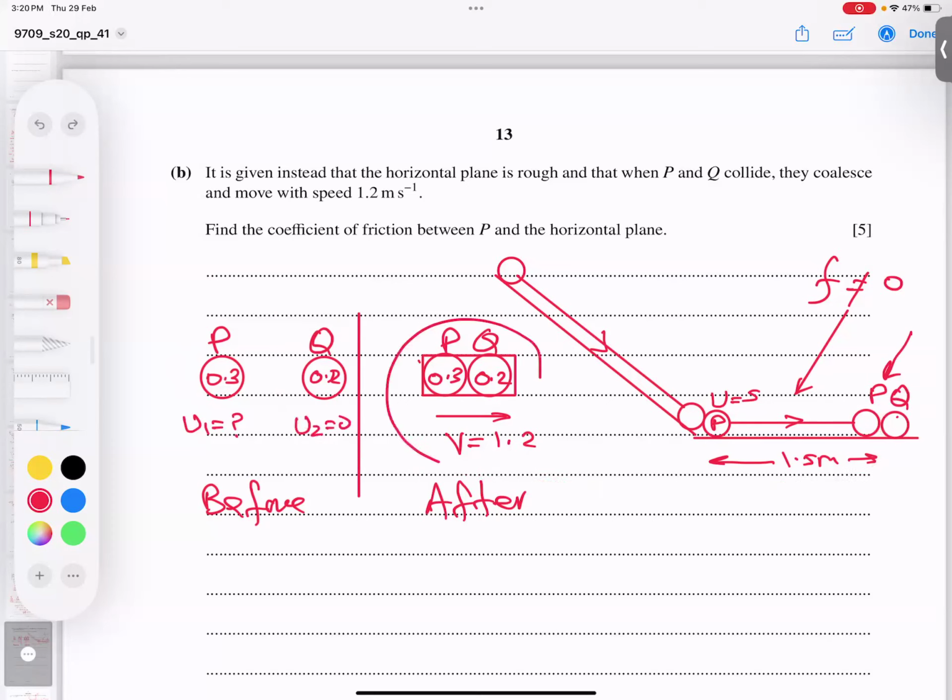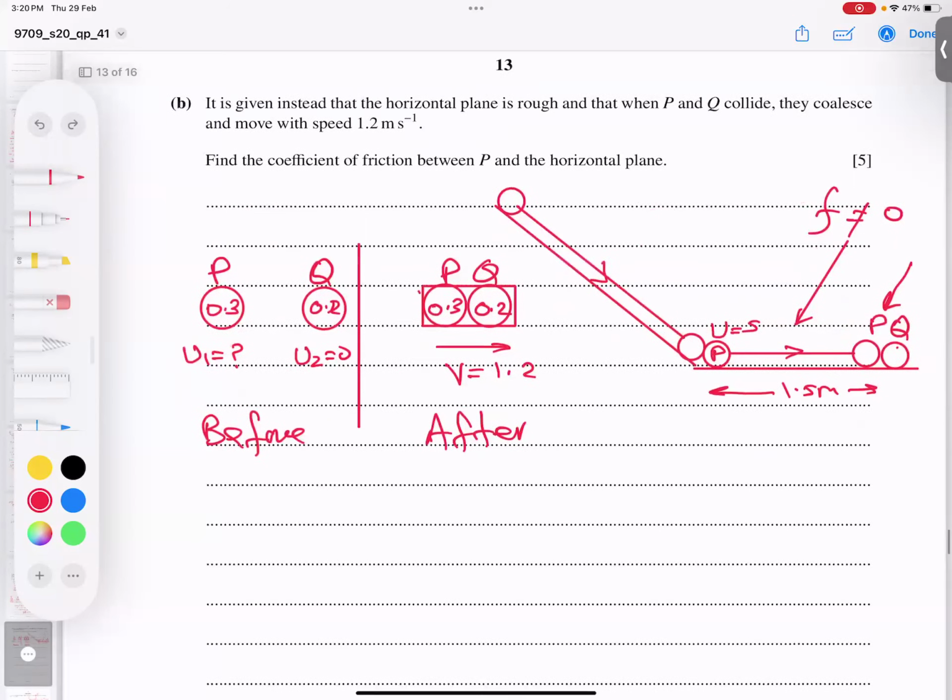And after collision, they are moving together. I repeat my words. This speed is confirmed 5. But after, due to friction, the speed will reach here, not 5. It changed. So just before hitting, this speed is unknown. So I'm using this to find this one first.